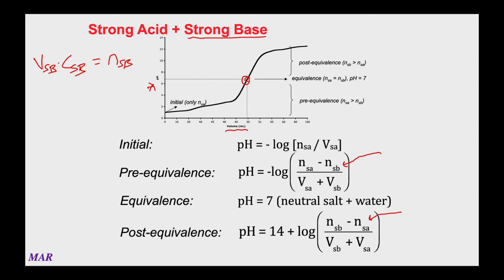So if you look back a little bit here, the initial equation and the pre-equivalence region are just when you have an excess of strong acid. So minus log concentration of strong acid is how you'd find the pH. You have to take out the amount of base that's been added, but otherwise they're pretty much the same. Post-equivalence is the pH of when a strong base dominates. Again, you have to take out the amount of strong acid that was present, but it's overall the pH of a strong base. So I'm hoping that these equations don't look too crazy to you.